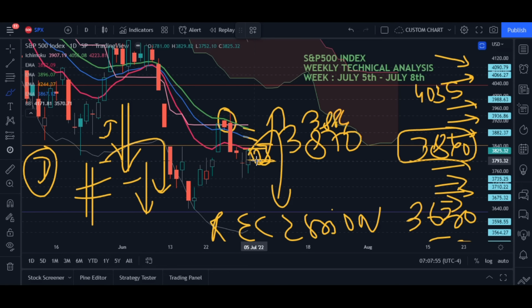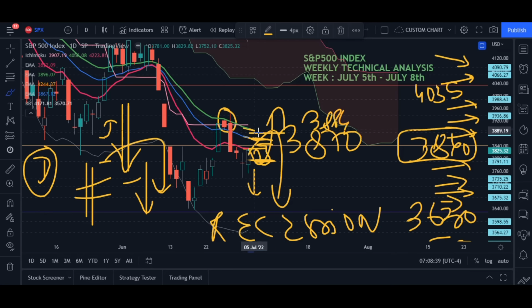Now guys, there is one more thing: if the open of the market on Tuesday is below 3791, then it will trigger some good selling in the market. And this will happen only and only if the open of the market is below 3791. Other than this, if the open of the market is above the closing price of the candle, that is 3825, and above this moving average at 3832, again this moving average will create a hurdle for the upward movement.